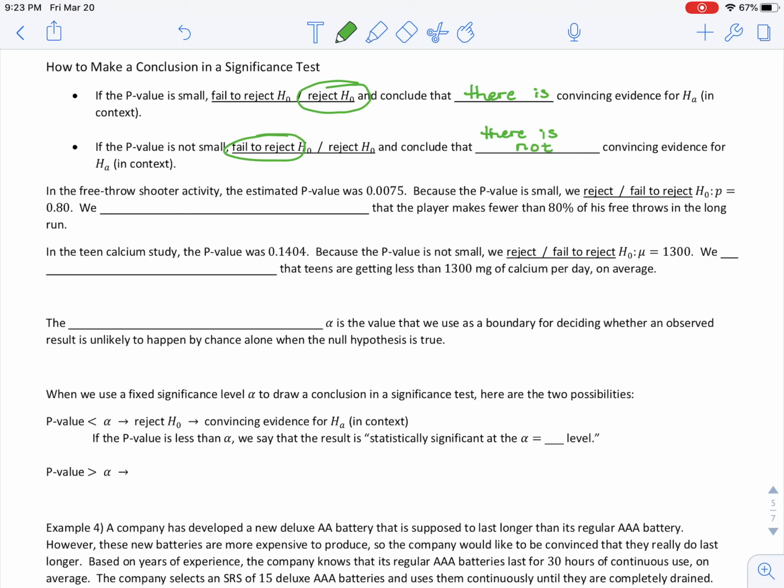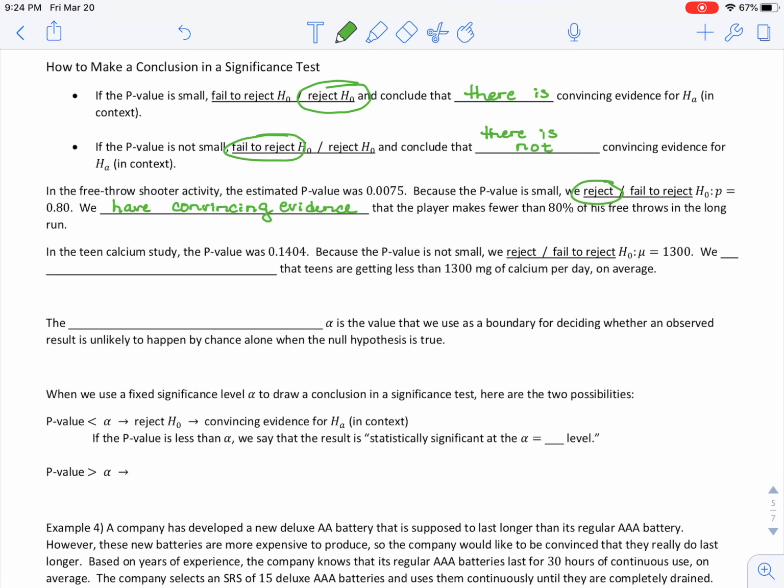In our free throw shooter activity, I estimated with some simulation that you didn't actually get to see, that the p-value was really small. Because it's so small, we should reject the player's claim that the population proportion of made free throws is 0.8. So we should have ended up saying that we have convincing evidence that the player makes fewer than 80% of his free throws in the long run. So not only did we have some evidence, the p-value shows us that that evidence is convincing that the null was wrong, that p is not 0.8.